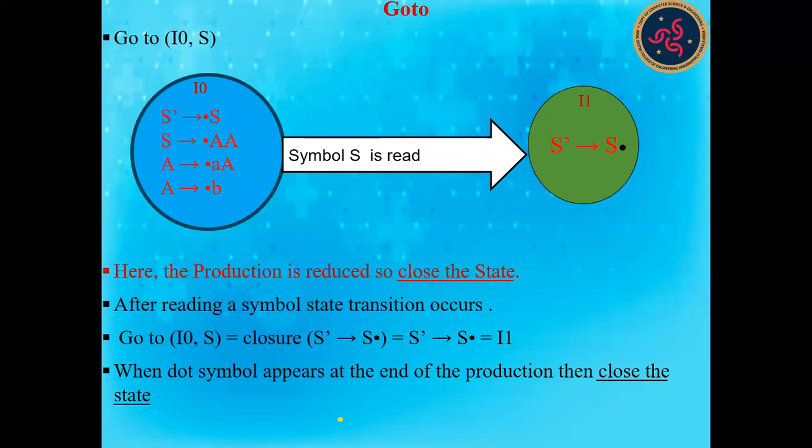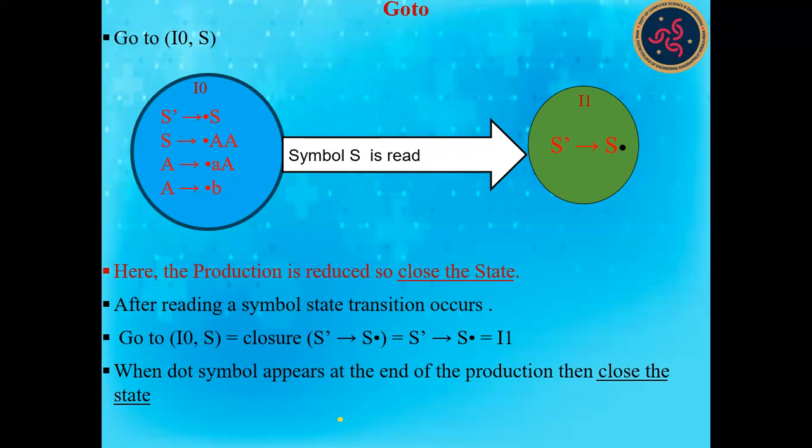We have read a symbol and therefore the state has a transition. State transition occurs from I0 to I1 after the symbol S is read. Here we have the goto operation applied to the state I0 when we get a symbol S. Now the current production will come as S' gives S dot, which is the state I1.